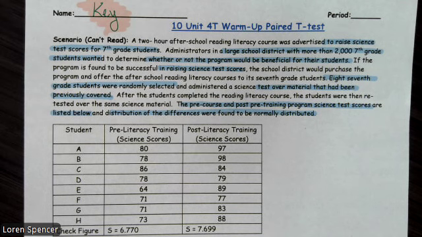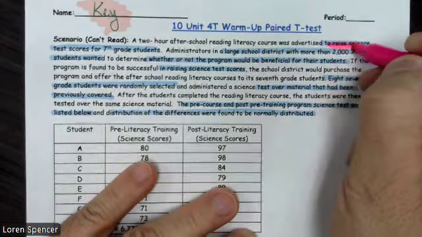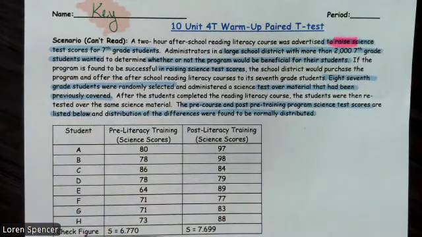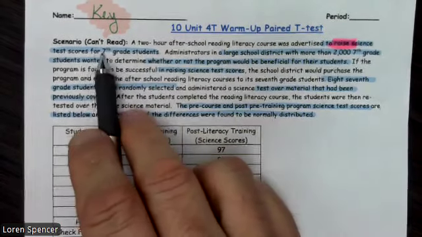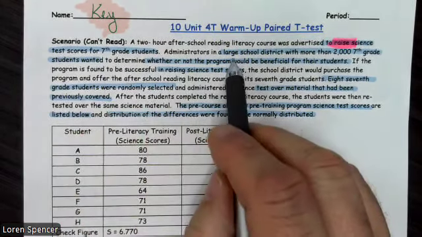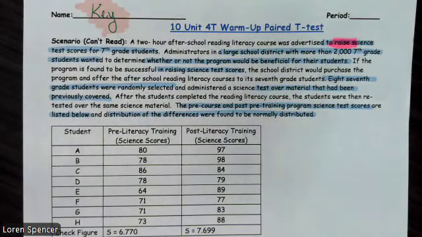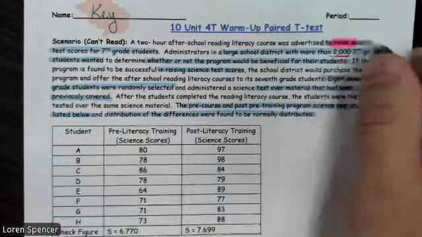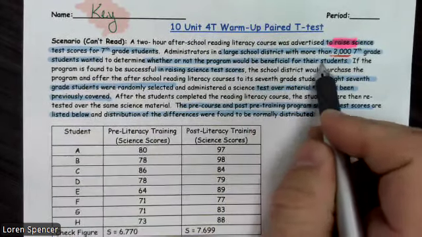So, the scenario is we can't read. A 2 hour after school reading literacy course was advertised to raise, that's a key phrase, raise indicates we're going to go up. Probably need to know that because that probably means we're looking at greater than. Science test scores for seventh grade students. Administrators in a large school district with more than 2,000 seventh grade students, that's going to be our population, want to determine whether or not the program would be beneficial for their students.